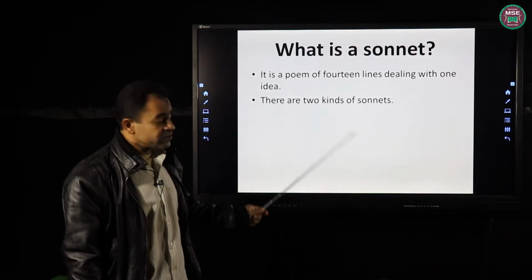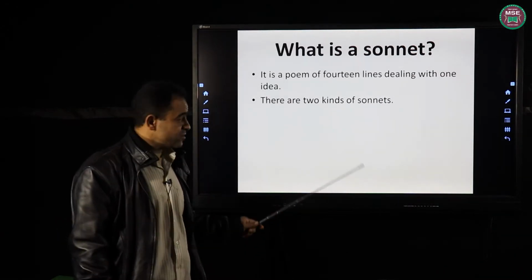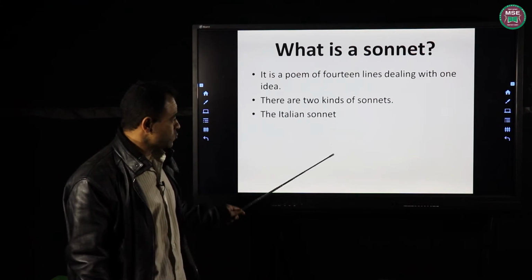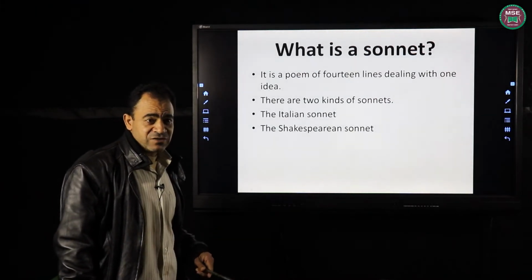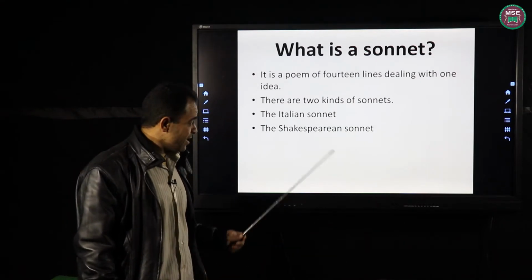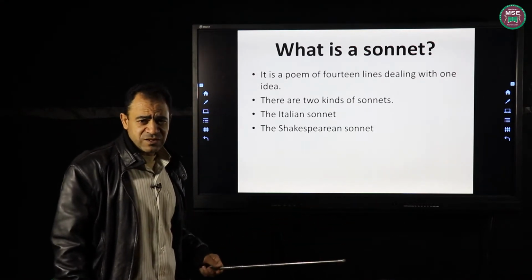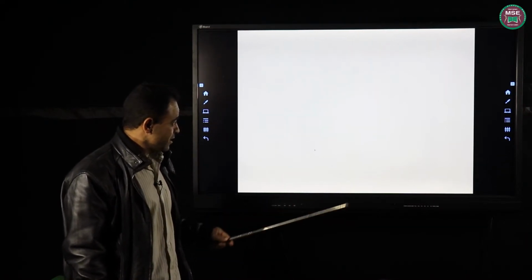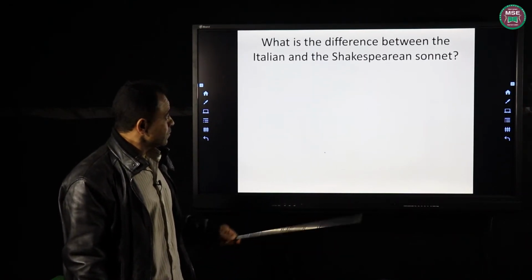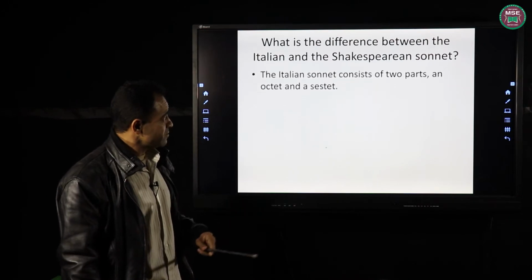We have two kinds of sonnets. We have the Italian sonnet and the Shakespearean sonnet. As it is 14 lines, what's the difference between the Italian and the Shakespearean? Yes, let's have a look here. What is the difference between the Shakespearean and Italian sonnet?